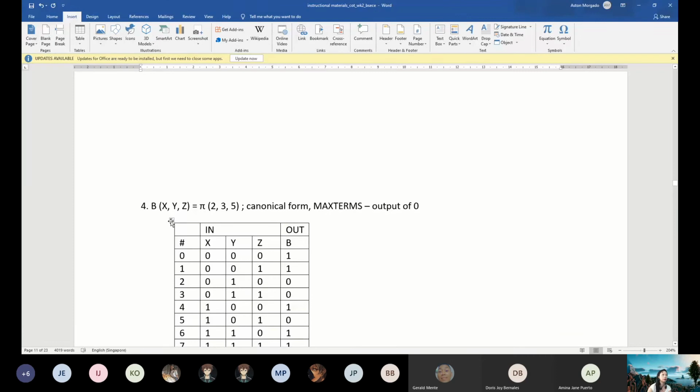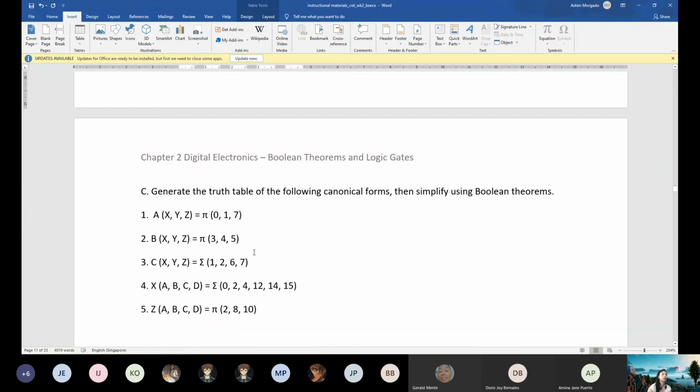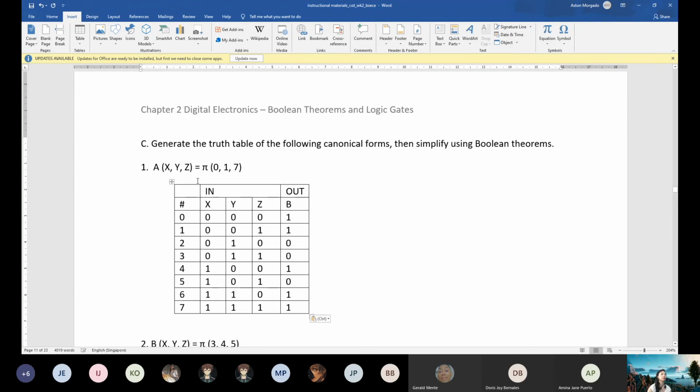So let's have an example here. Let's answer number 1. We have inputs XYZ, the output is A, so we have to change A here. Sabi dyan, a function of A with inputs of XYZ is equal to pi 0, 1, 7. So pi, meaning this is Maxterms. Maxterms, output of? 0 po. Okay, output of 0.